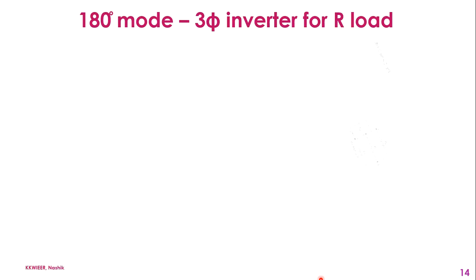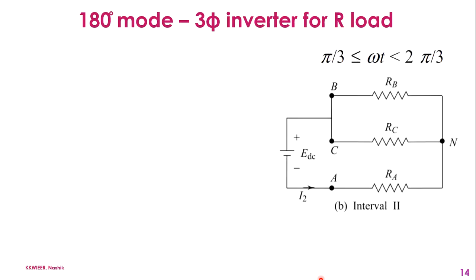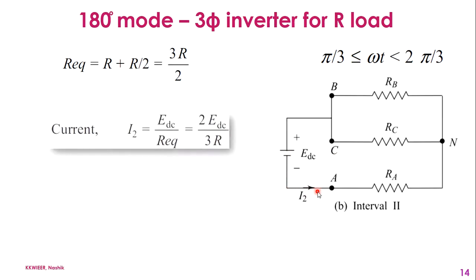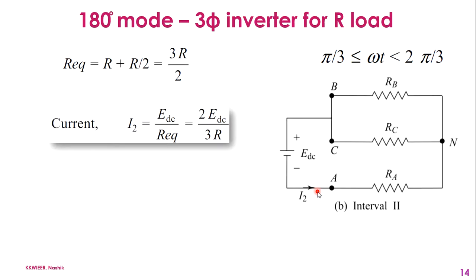Now in the second mode of operation, that is pi by 3 to 2 pi by 3, again the R equivalent will be similar as the diagram is same, that is 3R by 2, only the difference is now we are going to consider this I2. So the current I2 is given as EDC by R equivalent, which is 2 EDC by 3R.